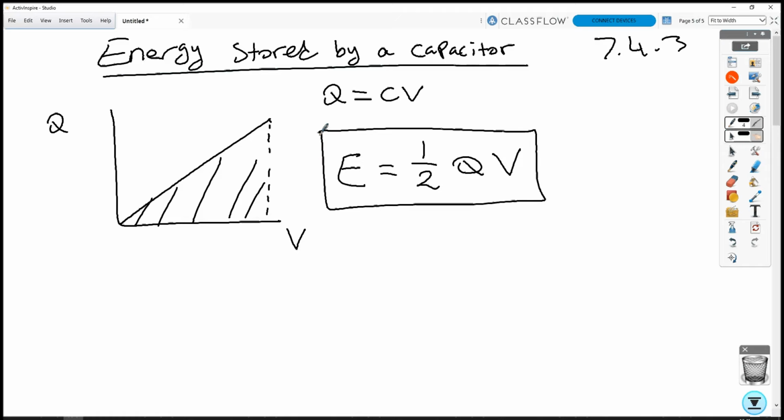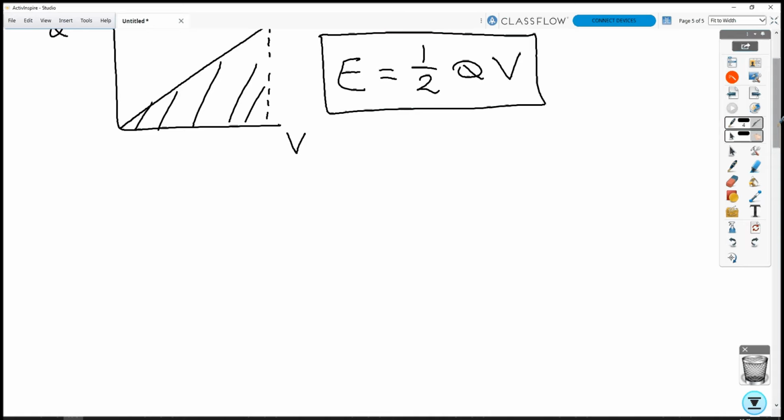Now this raises a question. The question is, that battery is doing work. And the work it's doing is QV. But the energy that's stored in the capacitor is only a half times QV. Where's the other half of the energy gone? So our next endeavor is to describe or explain what's happened to that energy.